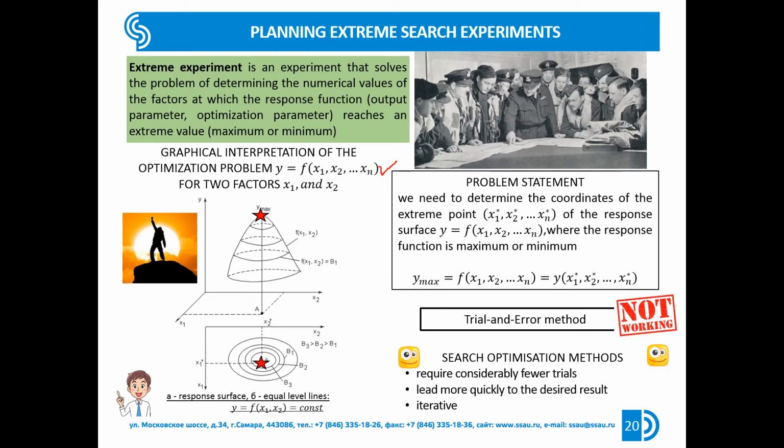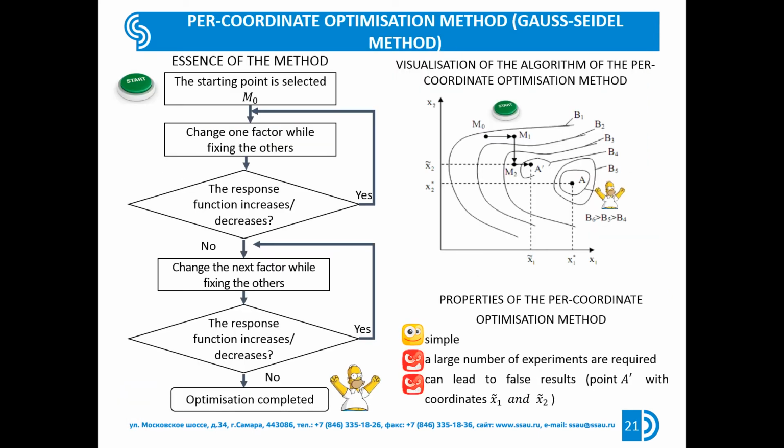The following search engine optimization methods. The method of per-coordinate optimization, Gauss-Seidel method. Steepest ascent method, Box-Wilson method. The simplest method of experiment planning. The simplest method of optimization is the method of per-coordinate optimization, Gauss-Seidel method.